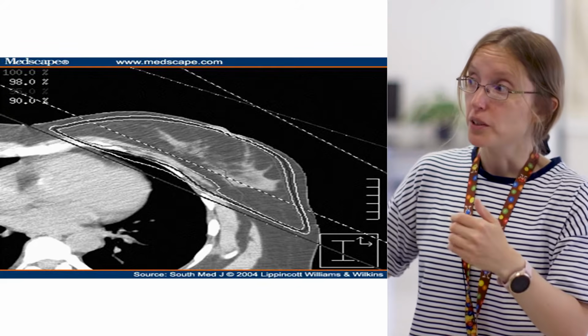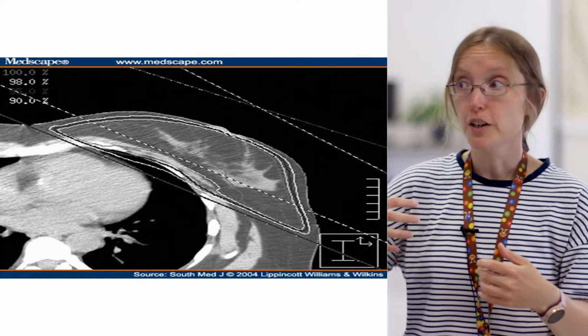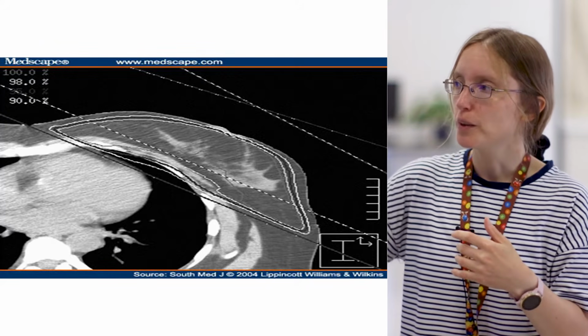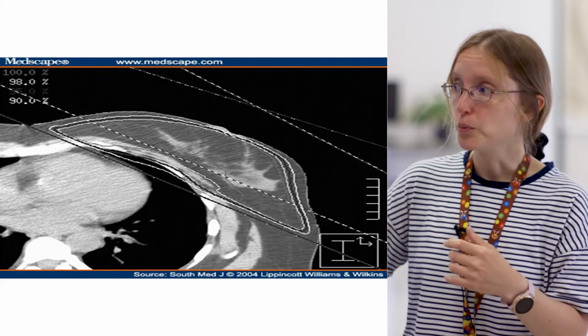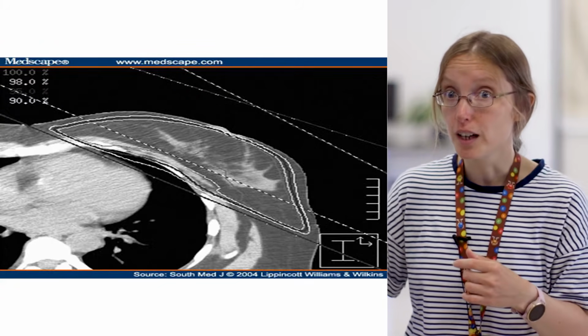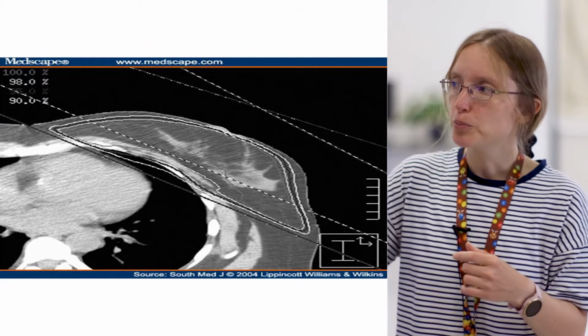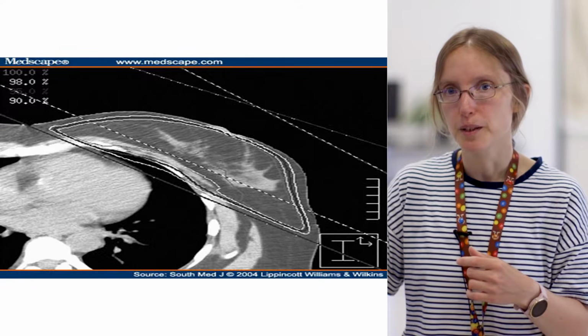We use this arrangement because if we just did one beam that came in from the front, we would cover the breast, but we'd get lots of exit dose through the normal lung and through the heart. With this way, you can see there's a small sliver of lung that will get radiotherapy, but it's only a small sliver, and a very small proportion of the heart might get some radiotherapy.